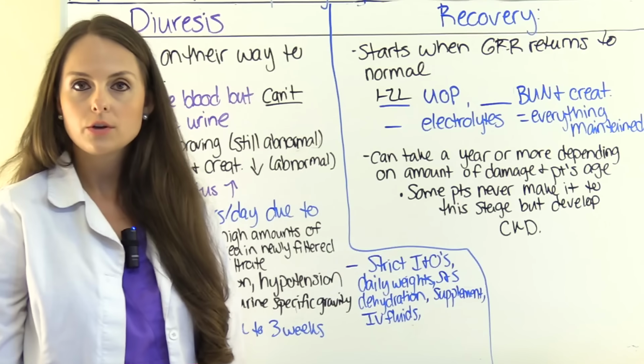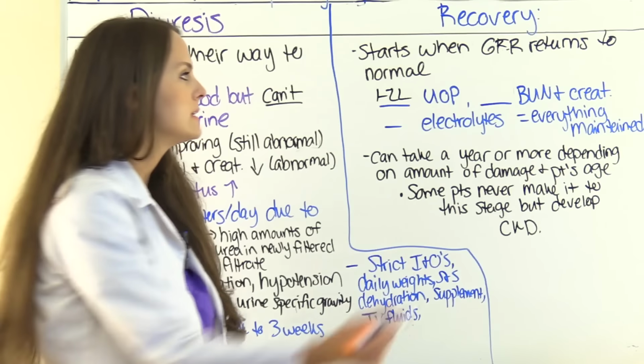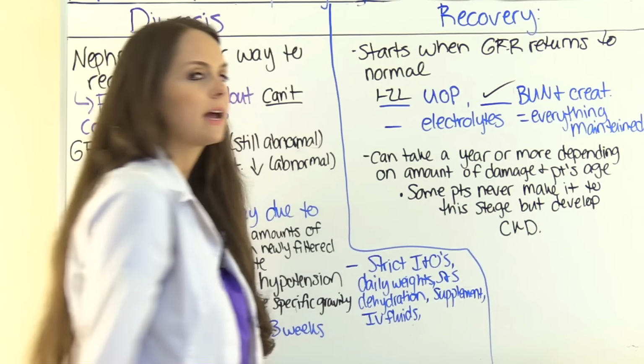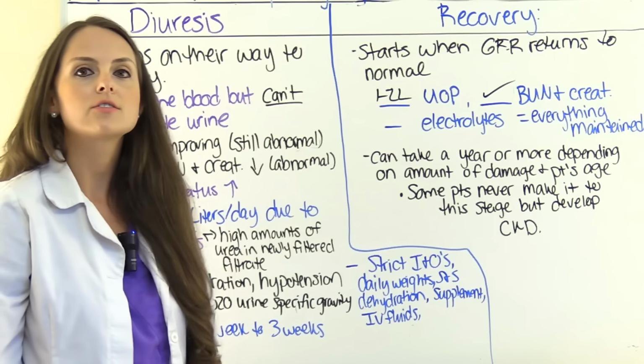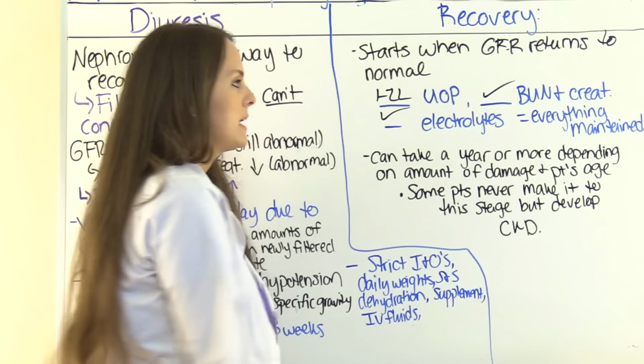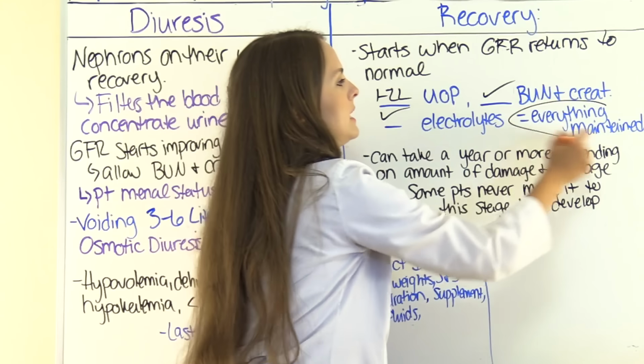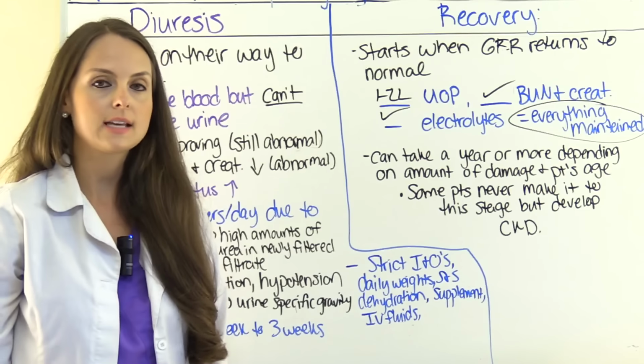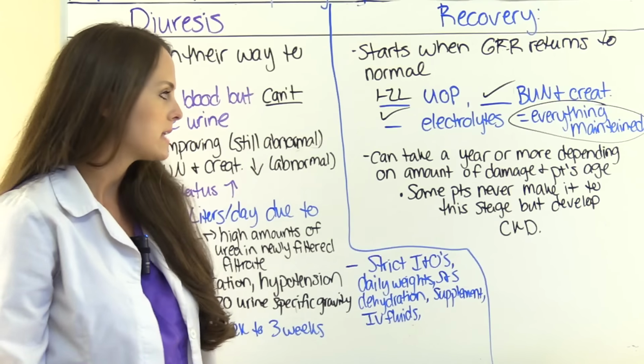What's going to happen to our BUN and creatinine? It's going to become normal. It's going to stabilize. And our electrolytes are going to be normal where they need to be. So everything will be maintained. And that's how we know that we are in the recovery stage.